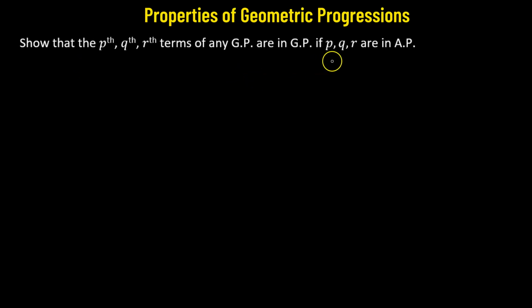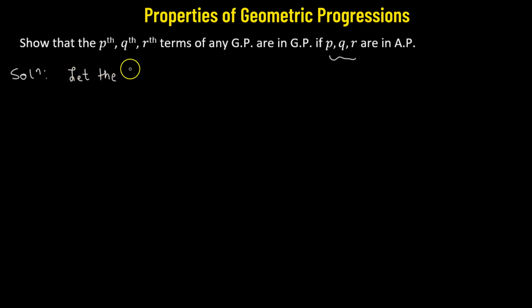So in this problem, we are given that P, Q, R, these three numbers, are in arithmetic progression, and we need to show that the Pth, Qth, and Rth terms of a GP are also in GP. In other words, we have a geometric progression where we need to show that the Pth, Qth, and Rth terms, these three terms, are in GP, with the condition that the three numbers P, Q, R are in arithmetic progression. So let's begin. First, we will need to specify the first term and the common ratio.